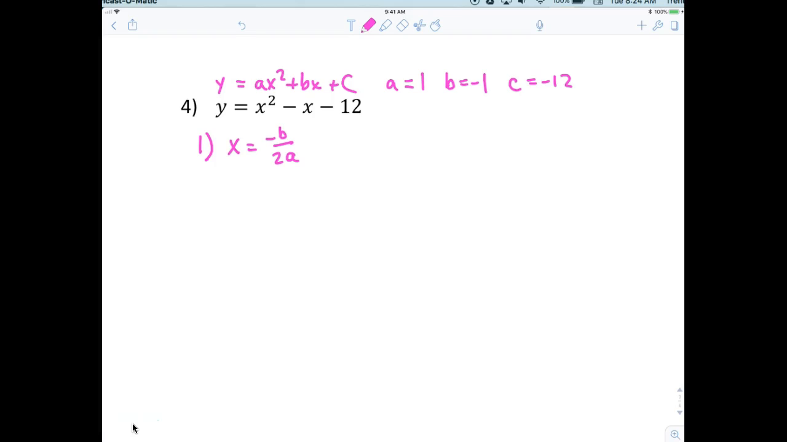So now, -b. That would be negative times -1 over 2 times 1, which is 1 over 2. So x equals 1/2. Again, that is called the axis of symmetry. The axis of symmetry.